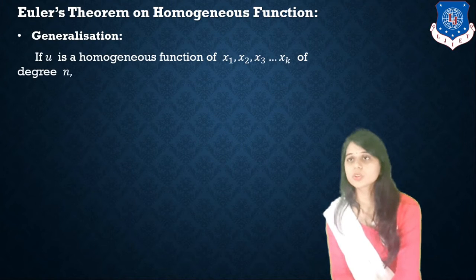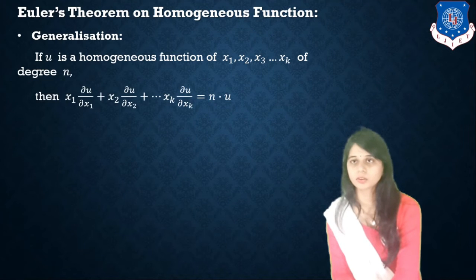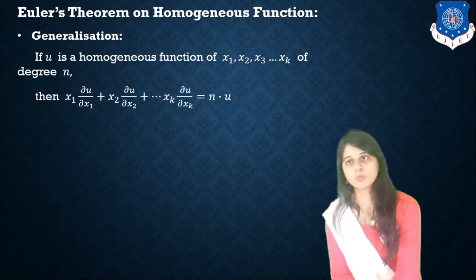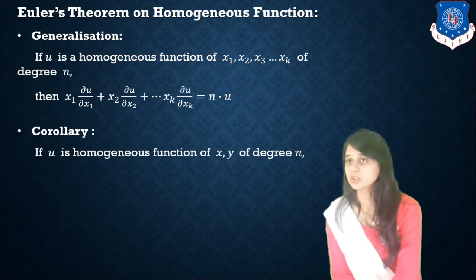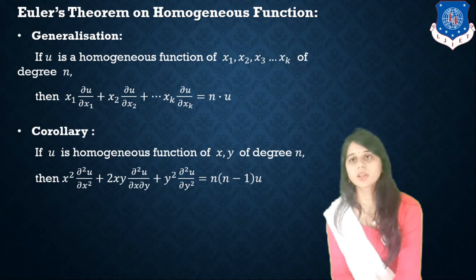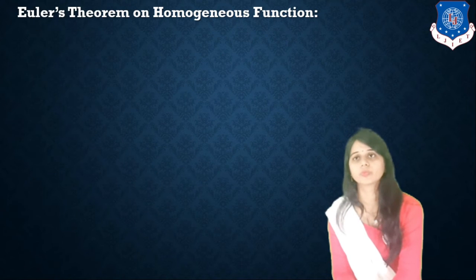Generalization: if u is a homogeneous function of x1 up to xk with degree n, then x1 del u by del x1 plus x2 del u by del x2 plus up to xk del u by del xk equal to nu. Corollary: if u is a homogeneous function of x and y of degree n, then x square del square u by del x square plus 2xy del square u by del x del y plus y square del square u by del y square is n into n minus 1 u.